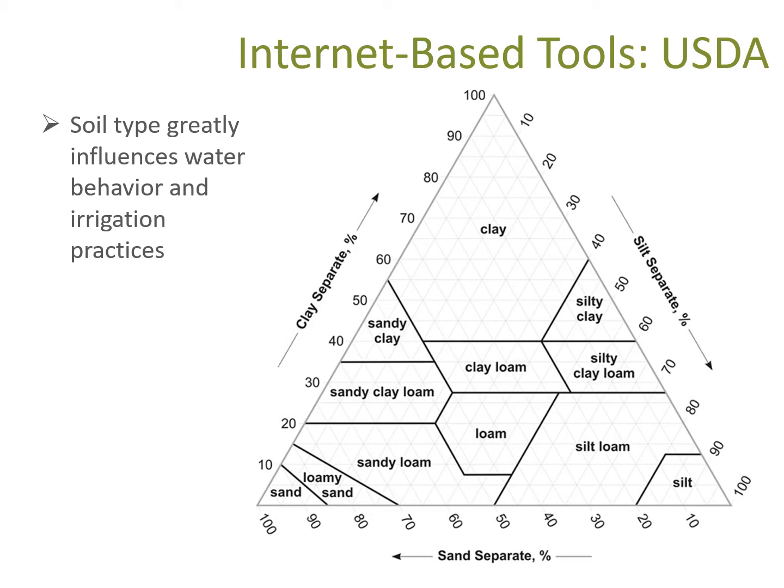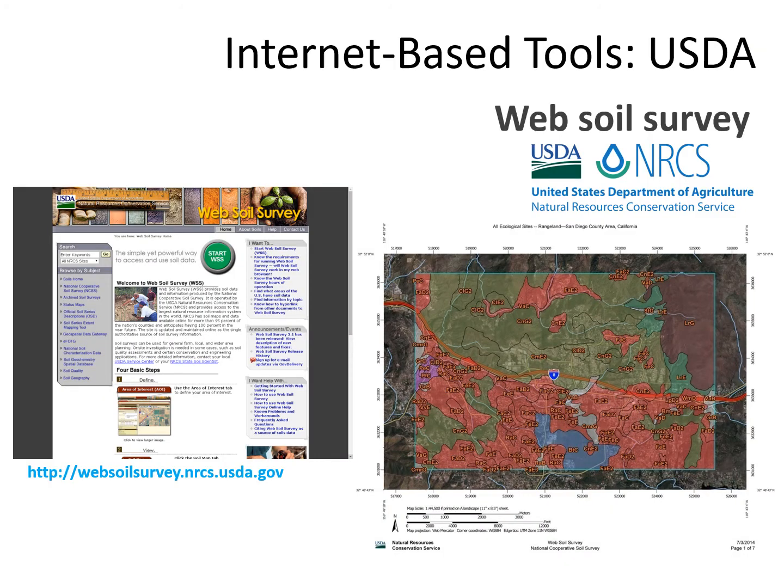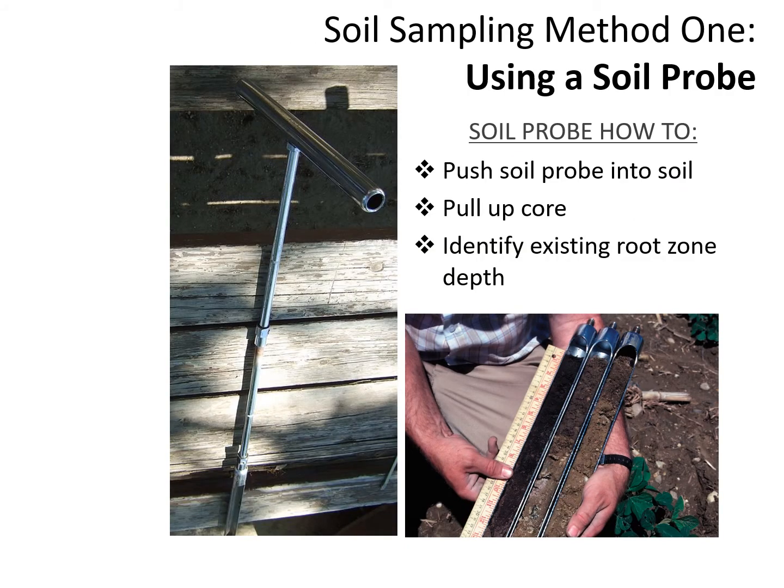So again, here's that USDA soil triangle. Here is what a soil survey looks like. You could actually log on to this site and pull up your area. This is a tricky platform to use, but with a bit of finagling, it is available information. And then we can pull a soil sample to use either in our mason jar or our ribbon test. So if you had a soil probe, you could push that probe into the soil and pull up a core. You could use that to identify the existing root depth, or you can pull a number of cores around the site to create your robust soil sample.